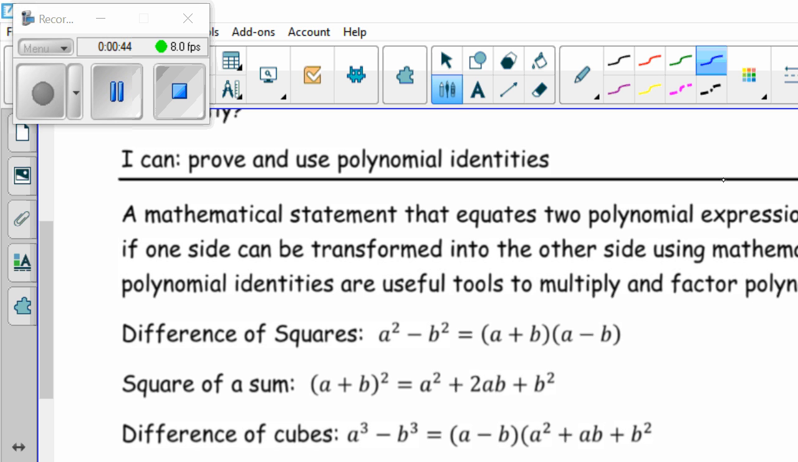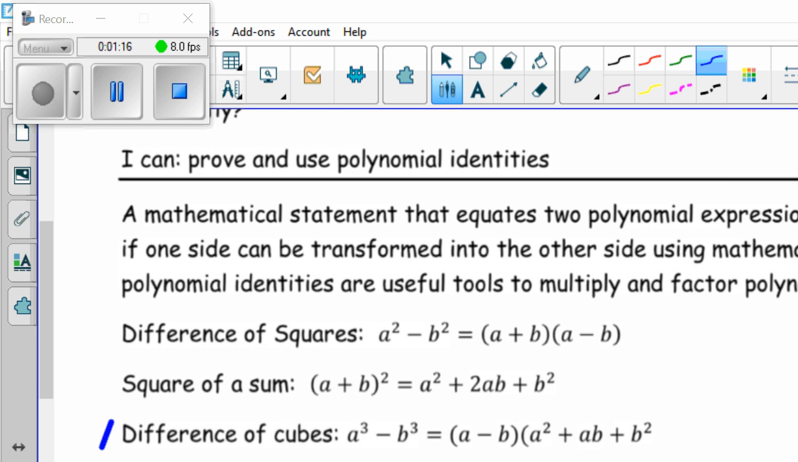So here we have a list of them. We need to memorize these, okay? Difference of squares, we already know this one. A squared minus b squared factors to a plus b and a minus b. Square of a sum: a plus b quantity squared, if I multiply that out, again, we already know this one because this was the shortcut I taught you guys. The very first one squared, a squared, plus 2ab, so you multiply them together and then double it, plus b squared, the last one squared.